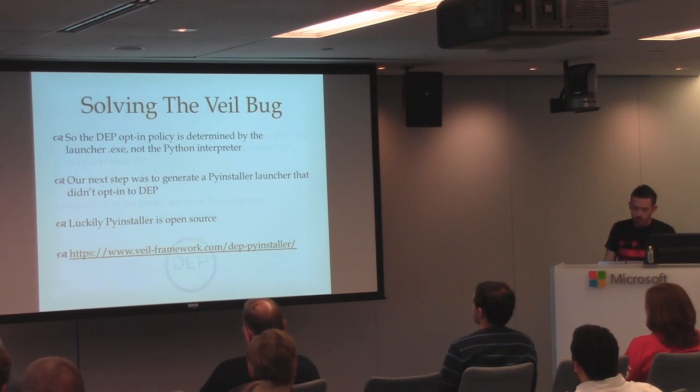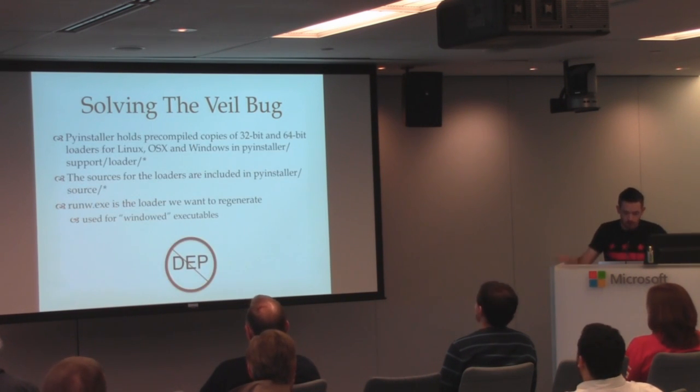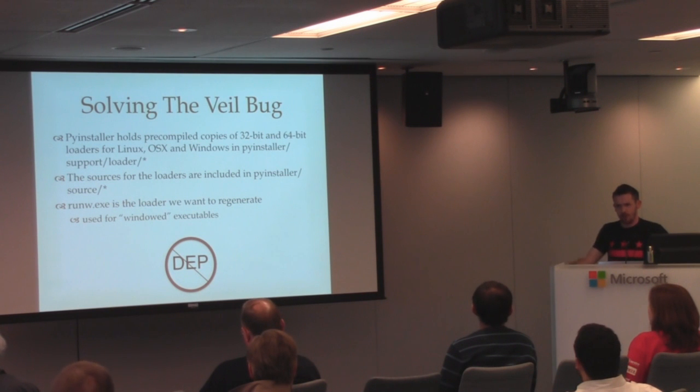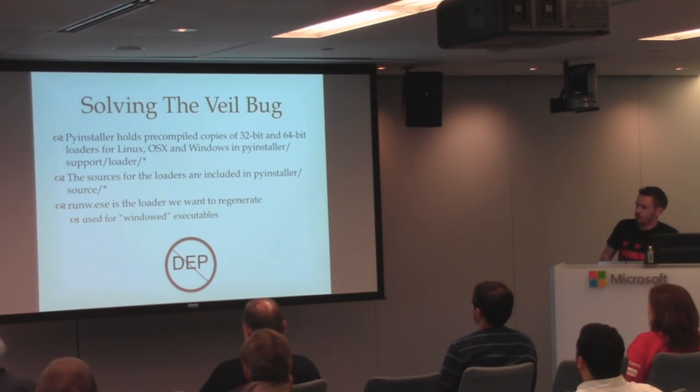And it's all in the Veil-Evasion repo. The pre-compiled versions of these two little things are in PyInstaller/support/loader, and the source files are included under PyInstaller source. You can grab them off of GitHub. I think the version we're using is like 2.something, because we started using it about a year ago. I think they're already at 3.0. And runw is the one we want to regenerate for Windows executables.